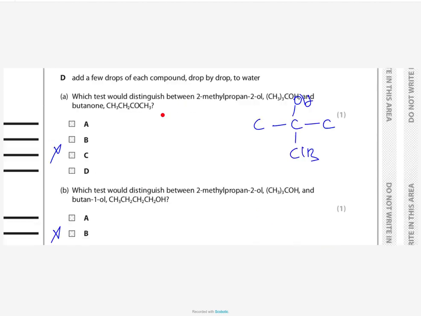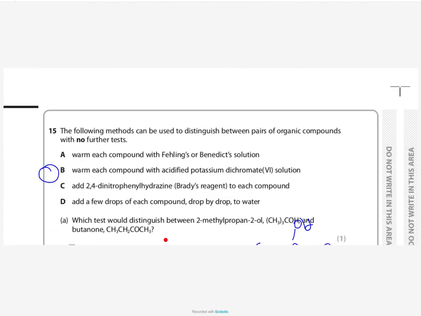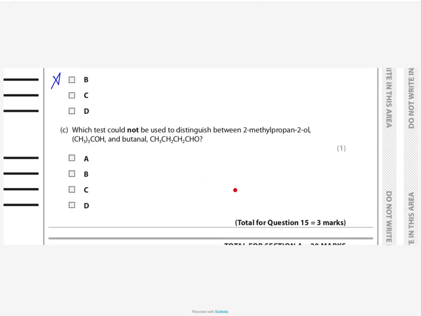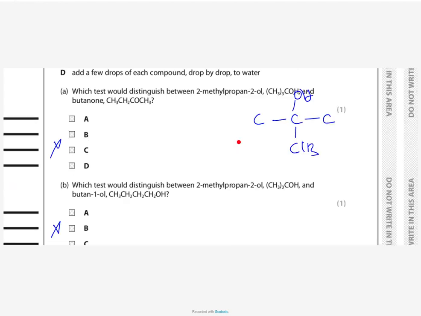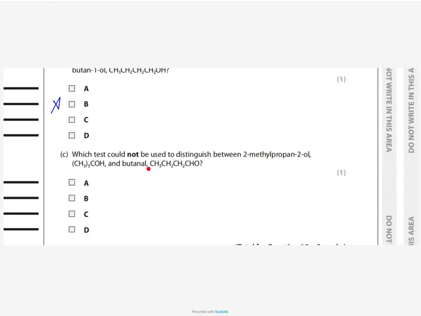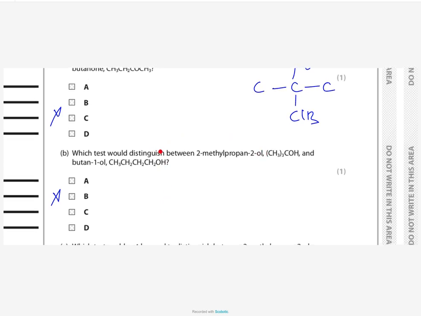Phase changes can be used because it's an aldehyde and a primary alcohol. Potassium dichromate can be used; a primary alcohol can be oxidized. 2,4-DNP can be used because an aldehyde gives 2,4-DNP. This is 2,4-DNP. You cannot use, right? 2,4-DNP cannot be used.